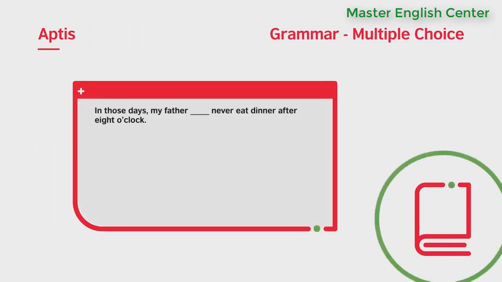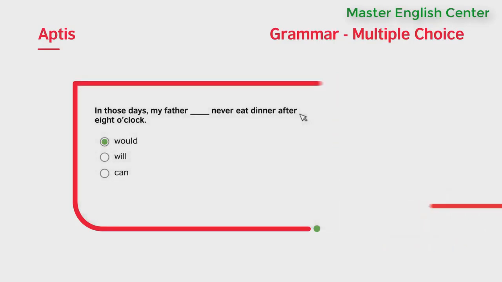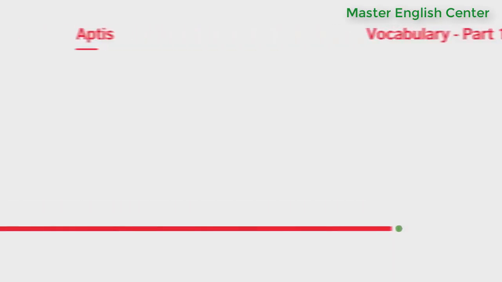In the grammar section, you'll be presented with 25 multiple-choice questions, where you should complete a sentence by choosing the correct answer from a list of 3 options. Read the whole sentence before choosing the answer. Once you have chosen an option, read the sentence again to be sure of your answer before you move on.